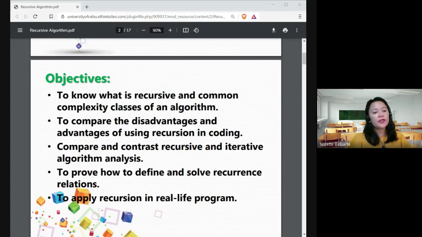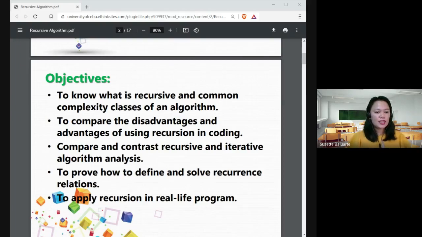Number three, compare and contrast recursive and iterative algorithm analysis. We will look into how, when there is a snippet of code, we are going to find the T of n, the time complexity.